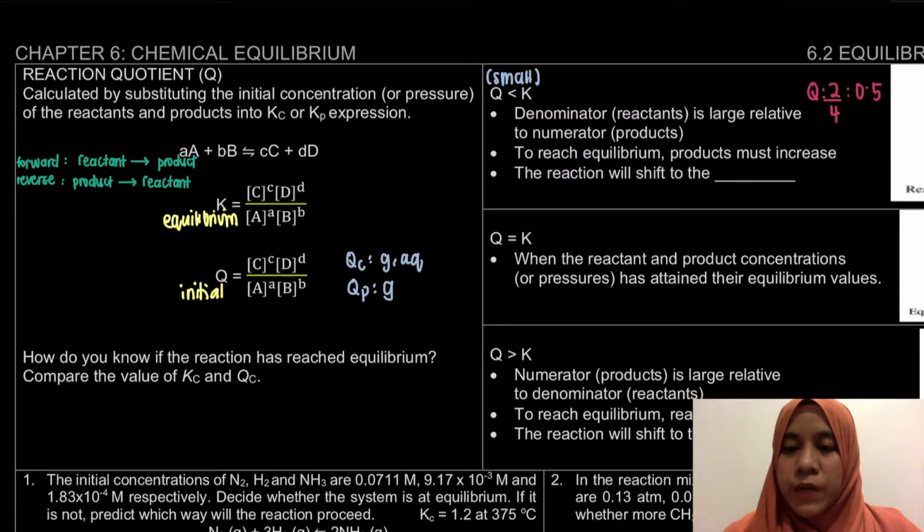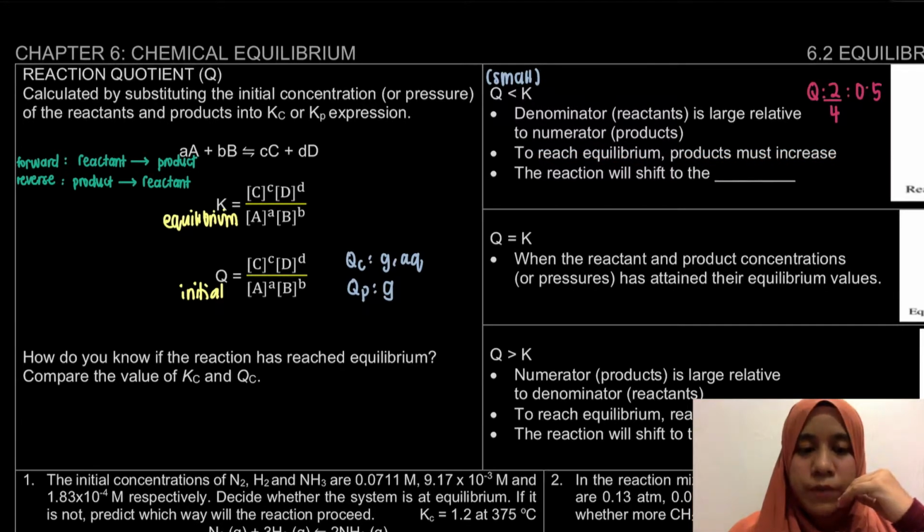Okay, so bila reactant is large, what will happen? Sebab kita nak kata equilibrium tu nak balance. So sekarang ni reactant is large, reactant tu banyak, tapi kita nak balance kan. So what happens is that to reach equilibrium, product tu pun must increase lah. Sebab nanti nak make sure it's balanced.